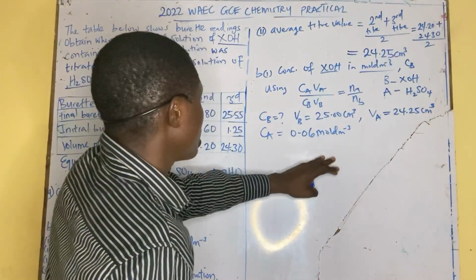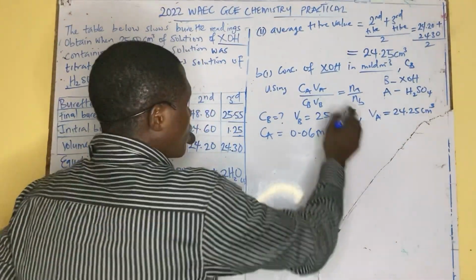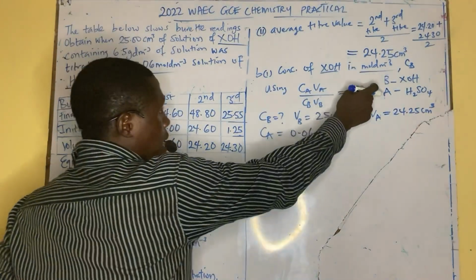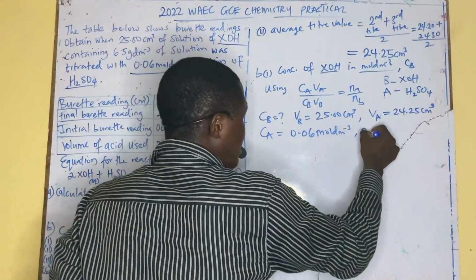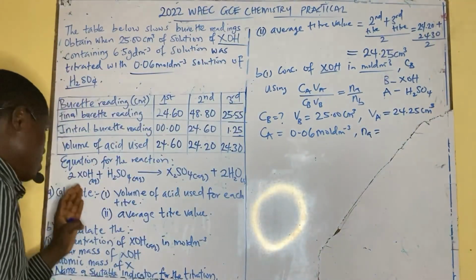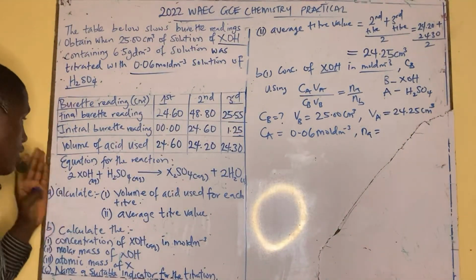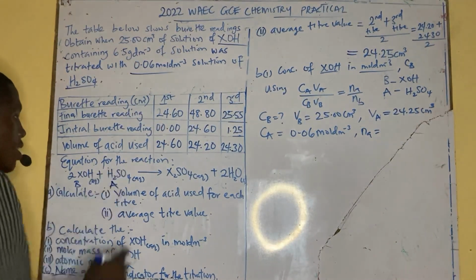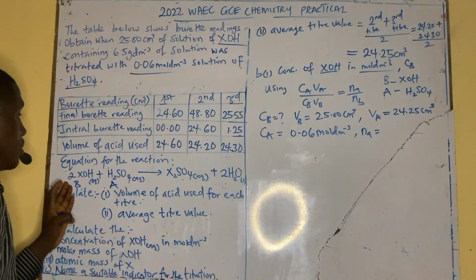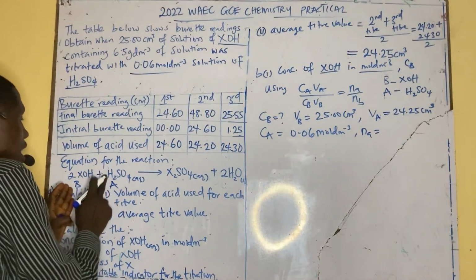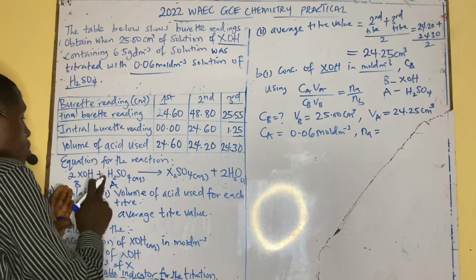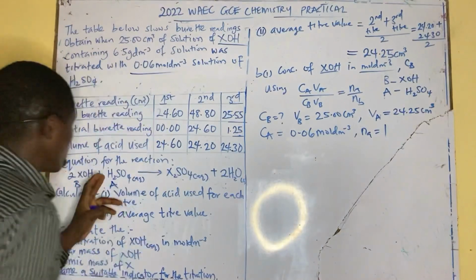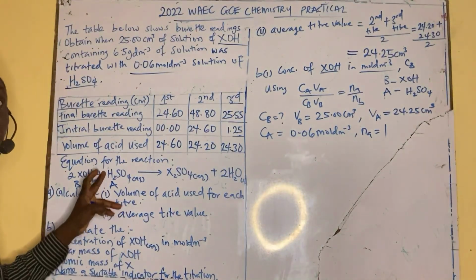So now, what else do we need for this formula to be used? We need to get our NA, and our NA can be gotten from the reaction. Look up, this is your A, this is your B. Your acid is your A, and your base is your B. The coefficient of compound A here is what we call NA, and your NA here is 1, because when you have nothing there, it means 1.